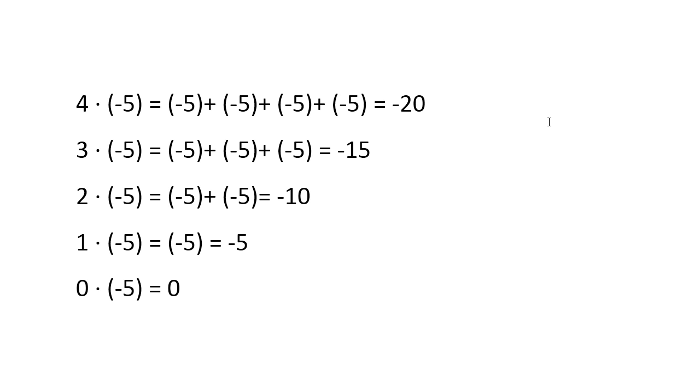Since we were using 4 times negative 5 to start with, let's just keep using those numbers. I've got 4 times negative 5, which gives me negative 20. 3 times negative 5 means 3 negative 5s being added for a negative 15. 2 negative 5s gives me a negative 10. 1 negative 5 gives me negative 5. And 0 times negative 5 is 0.